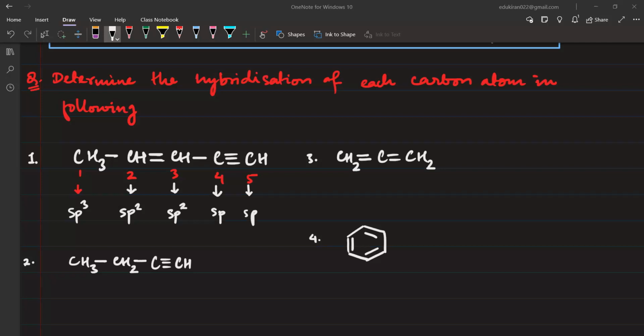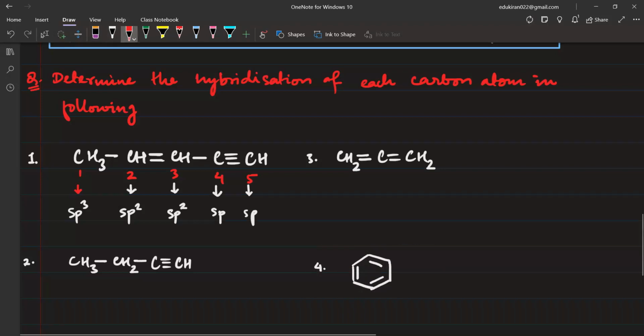Look at the second one, second carbon of second one. Also third question, second carbon. You don't see any mistake. See here, guys, those who have not sent. First carbon, second carbon, third carbon, fourth carbon. Here we have 4 carbon atoms.